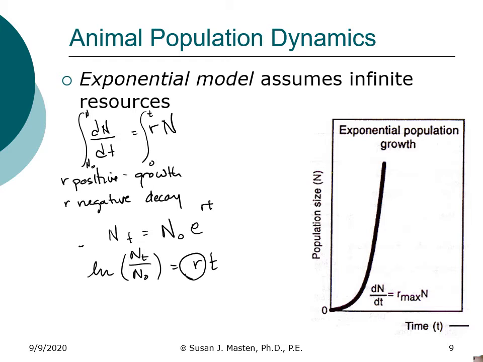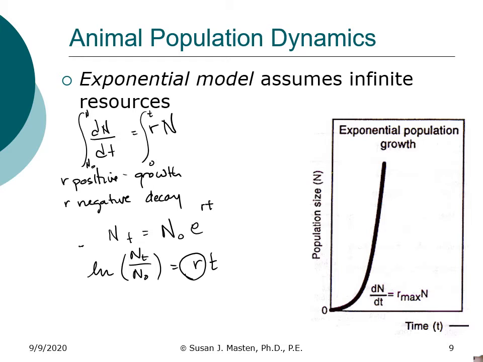We can describe the dynamics of animal population with an exponential model. Important here is we're assuming infinite resources, so there's nothing to limit growth. And we can write that, as I've shown here, we can write it as a differential, that the change in the number of organisms with respect to time is equal to r times n. R is our growth rate, n is the number of organisms. We can integrate that from n sub 0 to n and from time 0 to time t, and that gives us this expression right here.